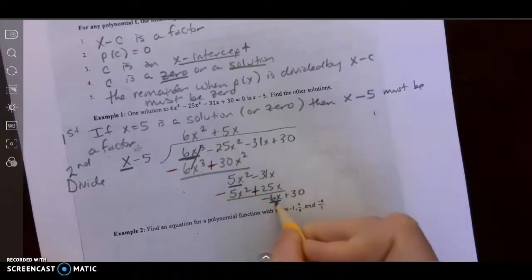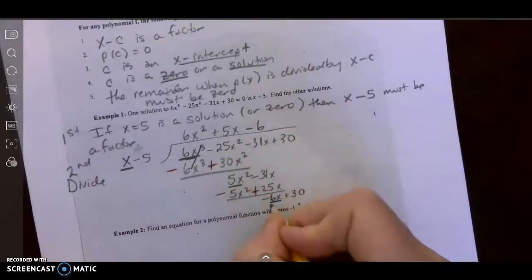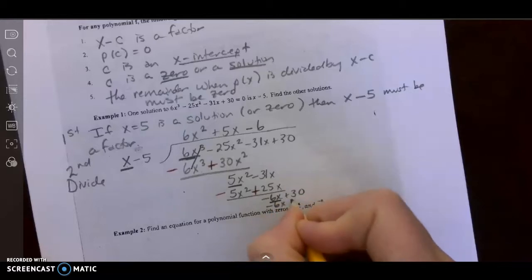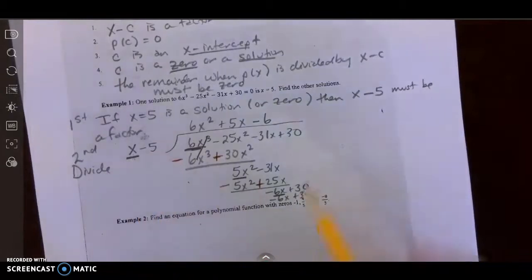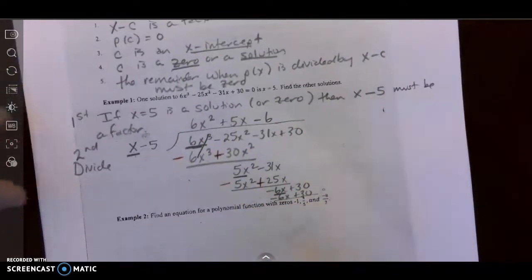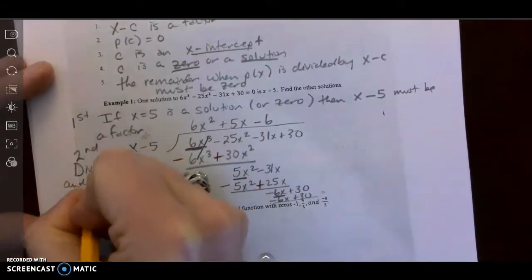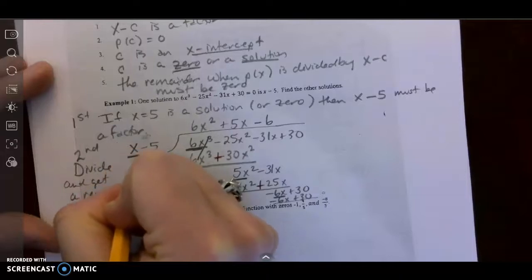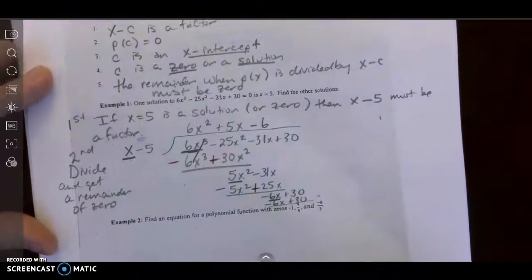Focus on the first. Negative 6x divided by x is negative 6. And I end up with negative 6x plus 30, which is what should happen. Because it's a factor, you should always get a remainder of 0. If you don't, you know you made a mistake dividing. That's the nice thing about these, is that when you divide and get a remainder of 0, you know it worked. If you don't, you made a mistake.